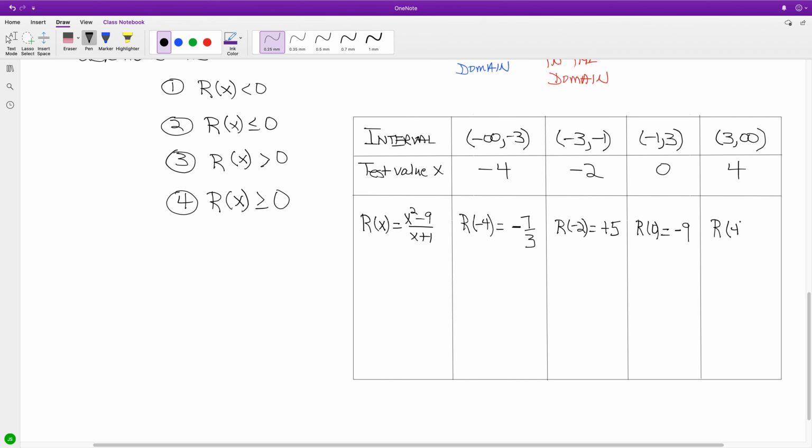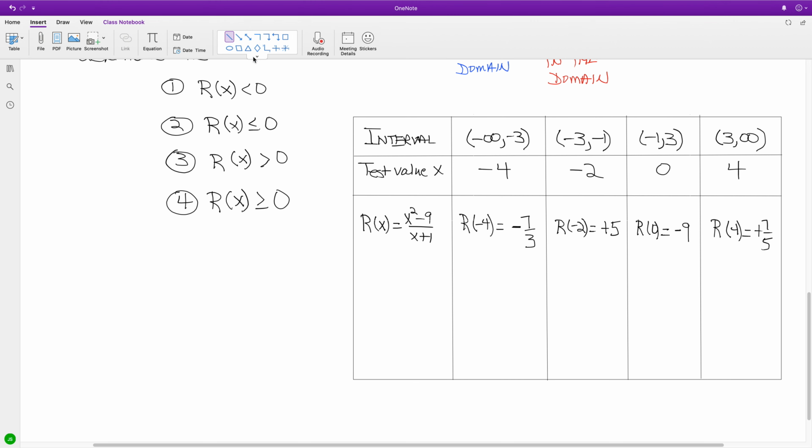In the case of what I have for 4, again, 4 squared is 16, minus 9 is 7, and we have 4 plus 1 is going to be 5. So R of 4 is going to come out to positive 7/5.